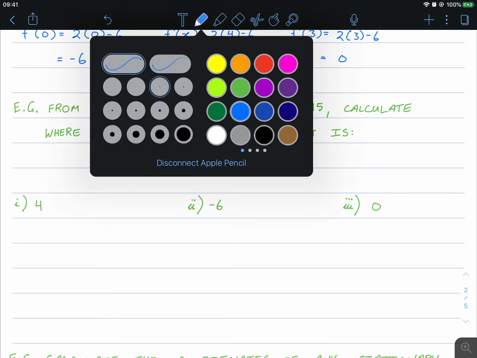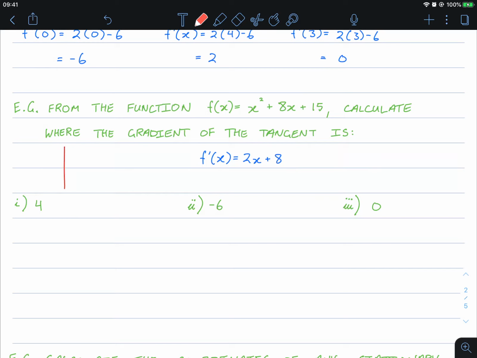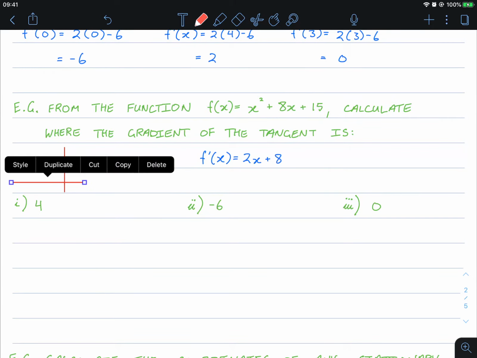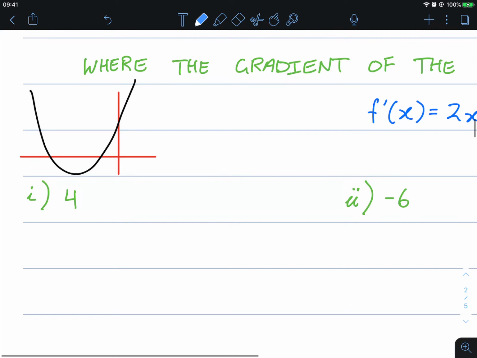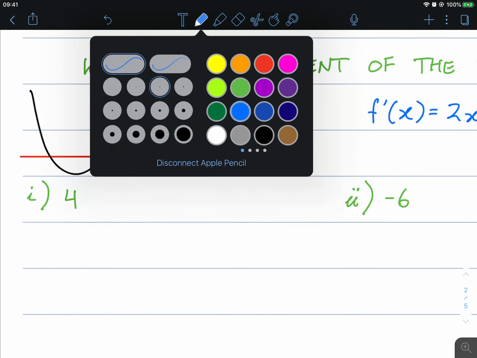So let's draw a real quick sketch of this. This is a parabola. It would look something kind of like this. Somewhere along this curve, there is a tangent. Let's say it's here. That tangent has a gradient of 4. Where the tangent is 4, what is the x value at that point? This is what the question is asking.